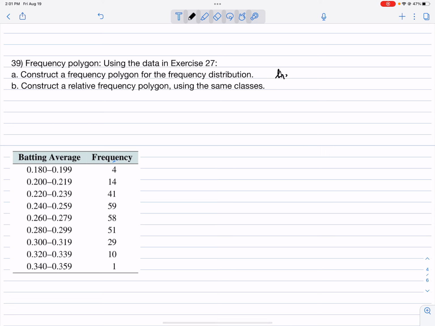And to draw a line, we need to have points. So we will have x, comma y for a point. We need to make x and y. So first of all, the pattern average and the frequency. The y part will be the frequency. So we got those numbers again. All you need to do for the y part is just copy those numbers from the problem.